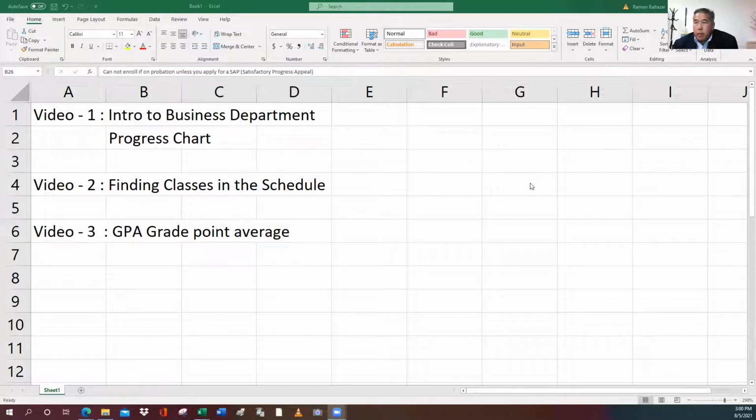All right. So here is again what I am going to try and talk to you about. First of all, is to introduce the business department. We're going to review the business progress charts, okay? And then we will move on to finding classes in the schedule, and then finally the GPA. All right, so let's get started.